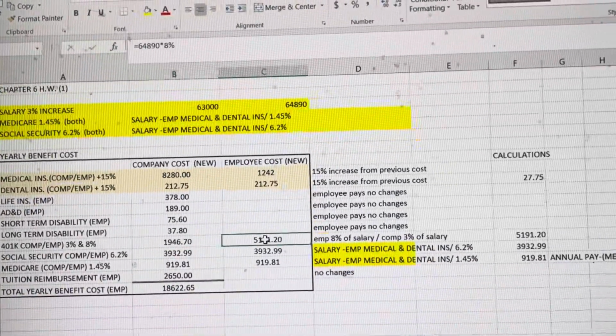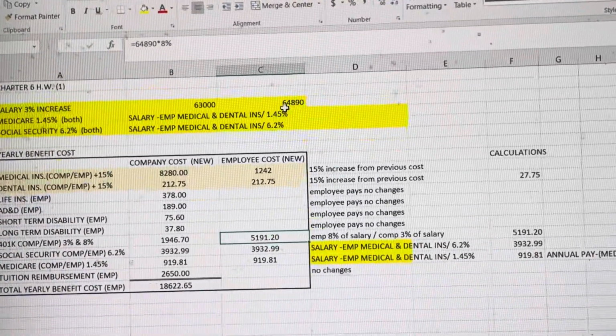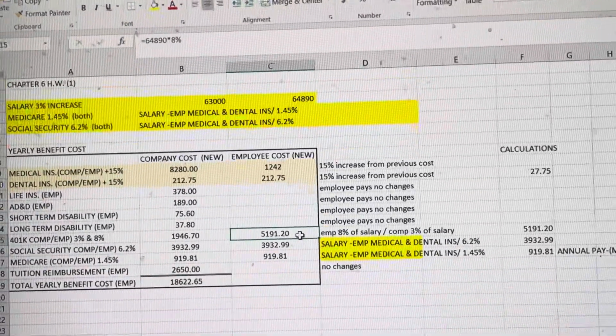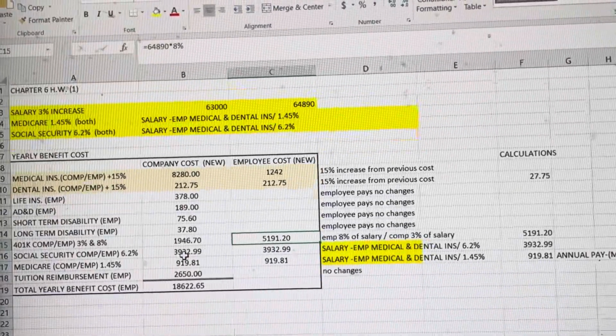This one right here is the same thing, the new salary after the increase, times 8%, and this is how you get the number. Okay, and that's for the 401k.